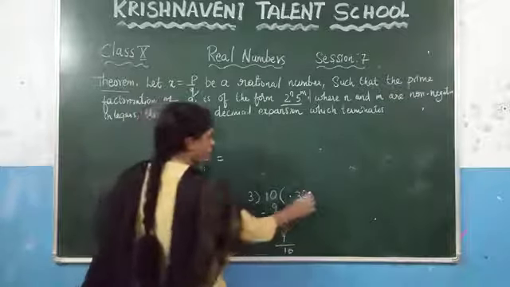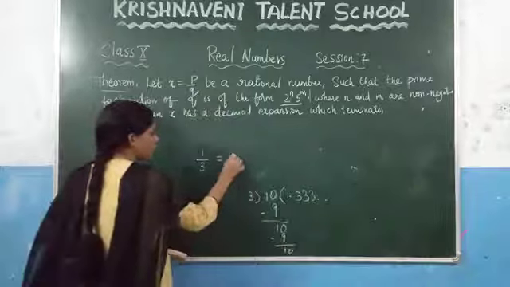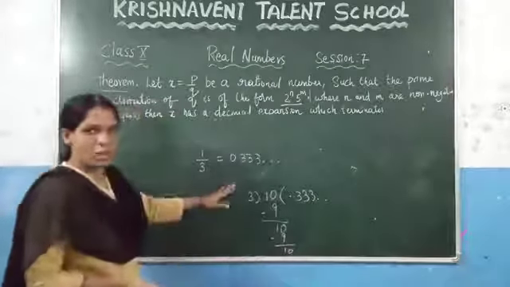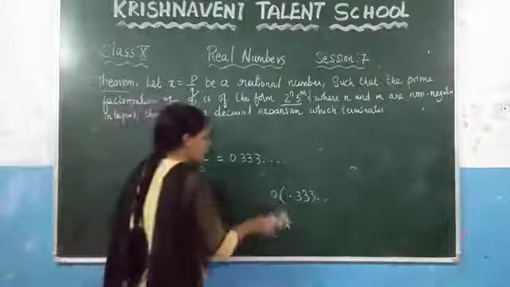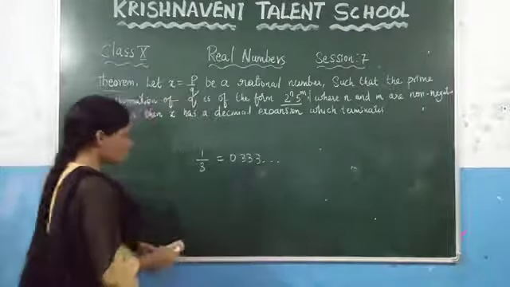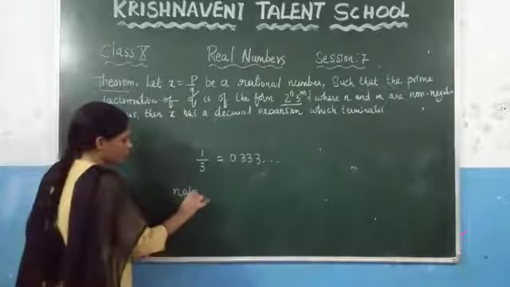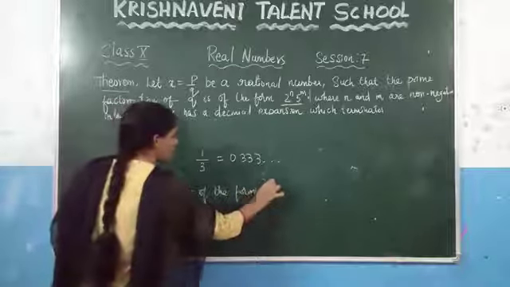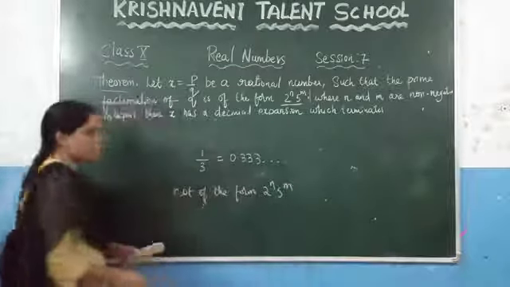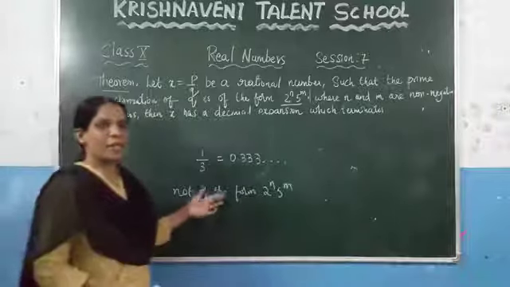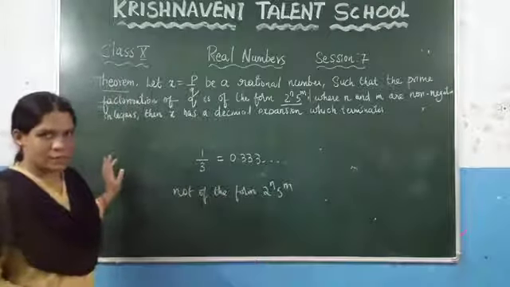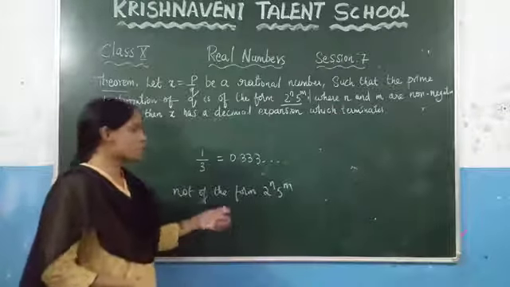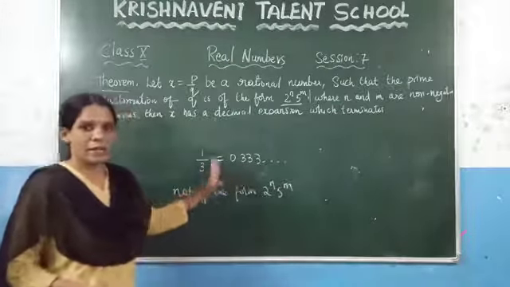Again you have to keep 0, and 3 threes are 9, and again we are getting the remainder 1. If you go on like this, what will be the answer here? You are getting 0.333 and so on. We know that it is a non-terminating decimal. So from this we can say that if the denominator is not of the form 2 power n and 5 power n, then it is a non-terminating repeating decimal.